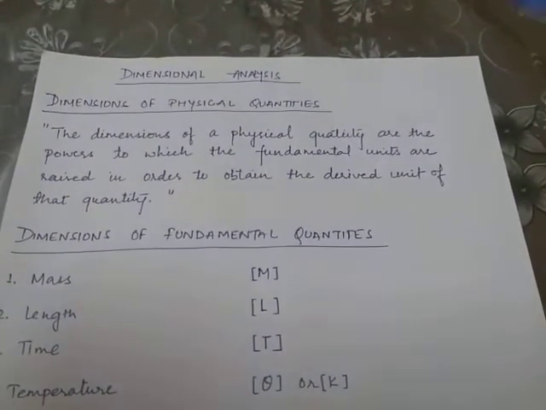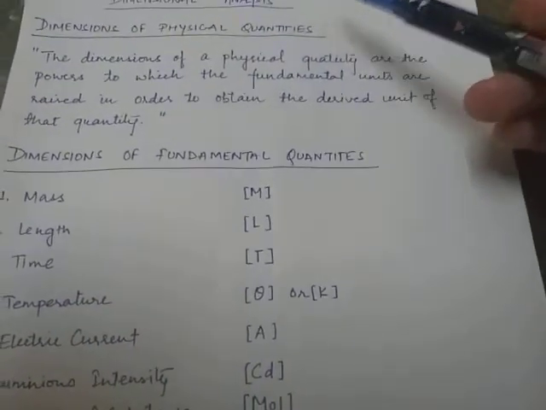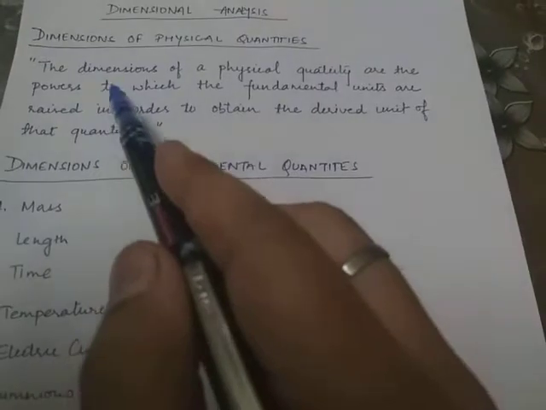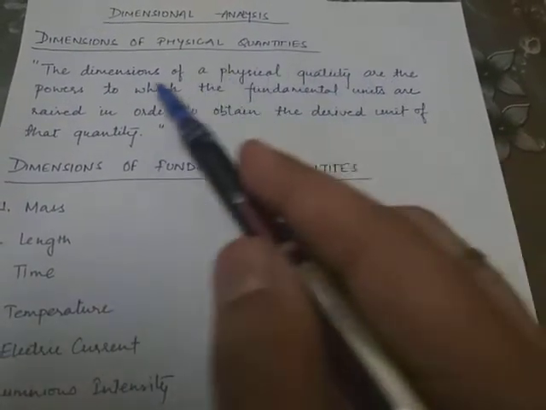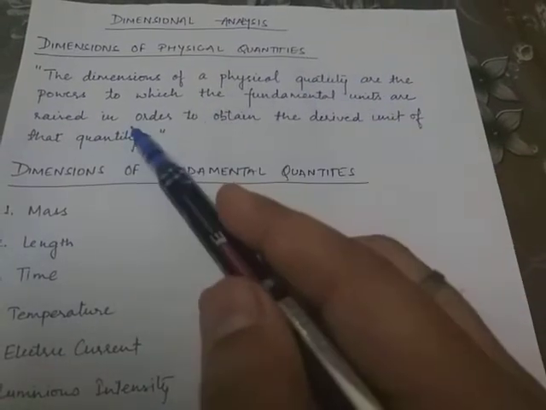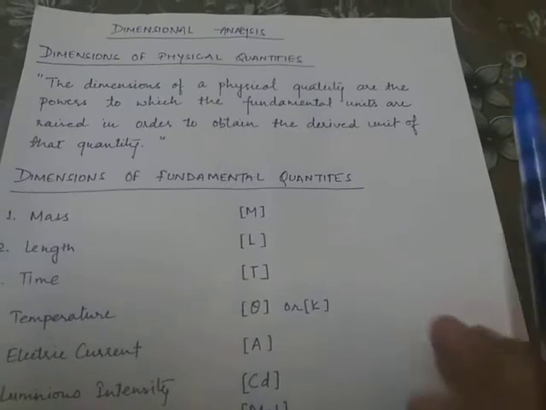Hello everyone, let's start with the next topic, that is dimensional analysis. And in this context, the definition of dimensions. The dimensions of a physical quantity are the powers to which the fundamental units are raised in order to obtain the derived unit of that quantity.